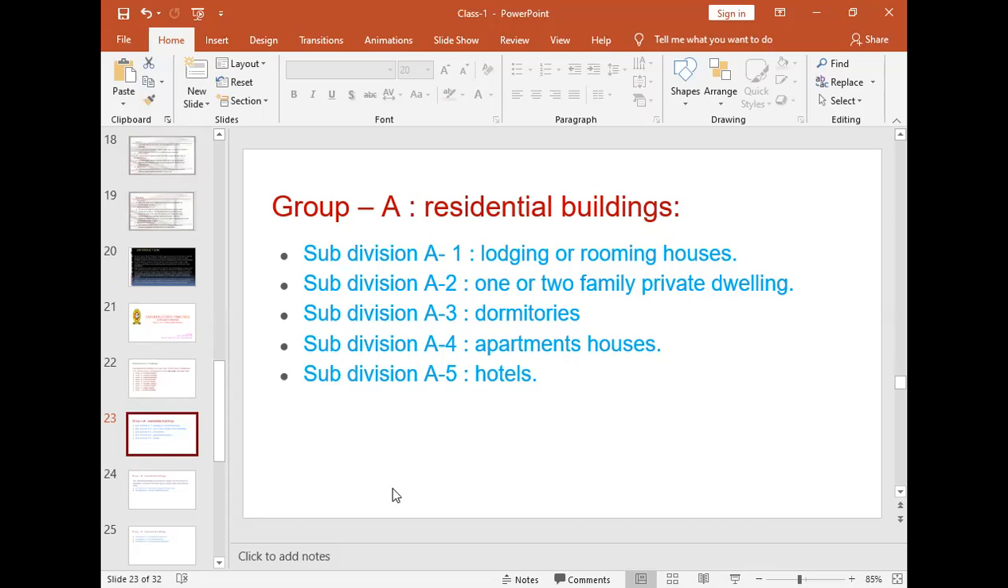In these buildings, only families can be accommodated at one place. This shall include any private dwelling which is occupied by one or two families and has total sleeping accommodation for not more than 20 persons. And then subdivision A3, dormitories.